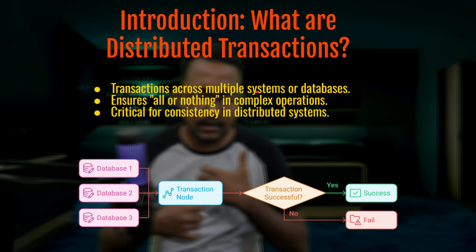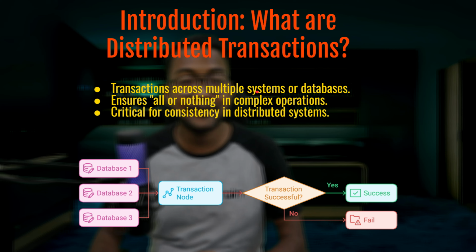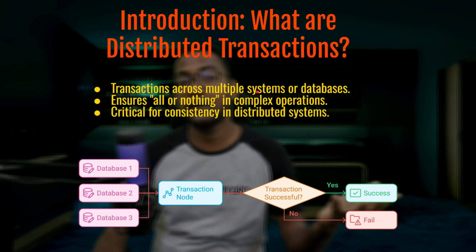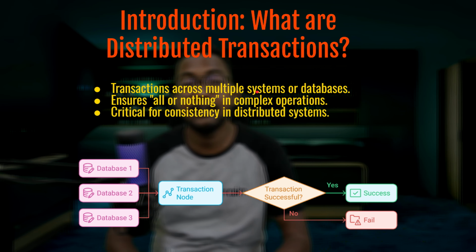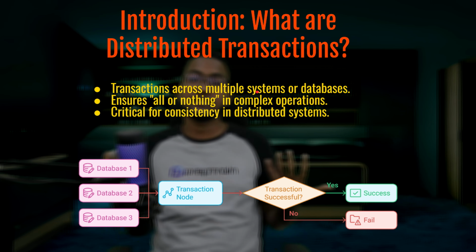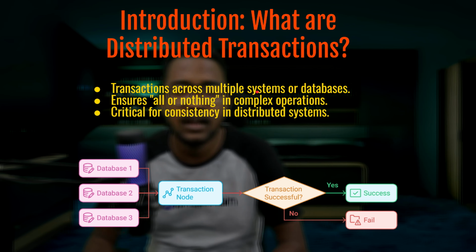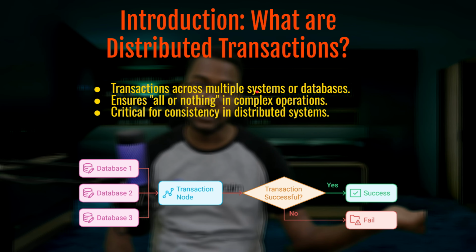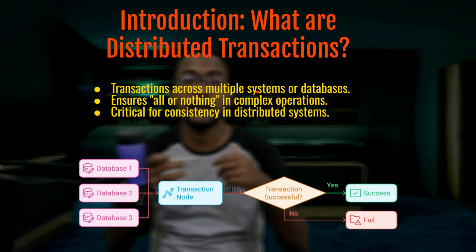Alright, let's start with the basics. What exactly are distributed transactions? To make it relatable, imagine you are going shopping online. You add a few items to your cart, hit checkout, enter your payment details. But what happens behind the scenes? You are actually interacting with multiple systems, one for payment processing, one for inventory management, and maybe even another for shipping. So all of these systems need to work together seamlessly to make sure that a transaction is completed correctly.